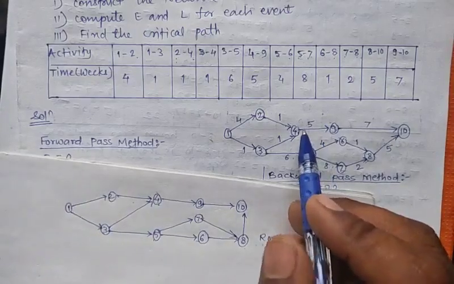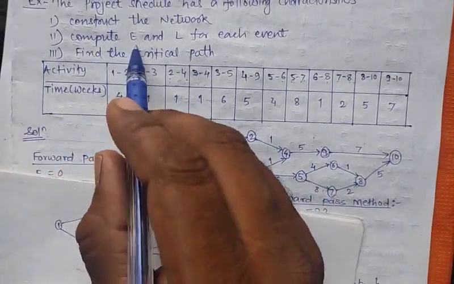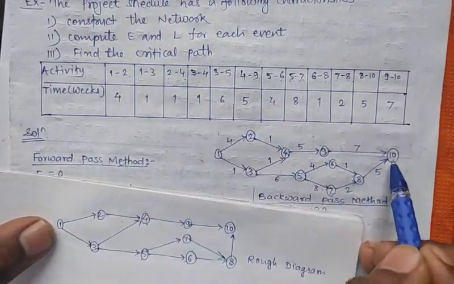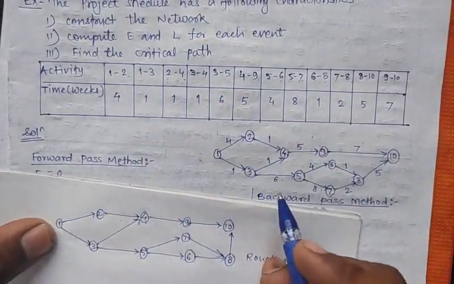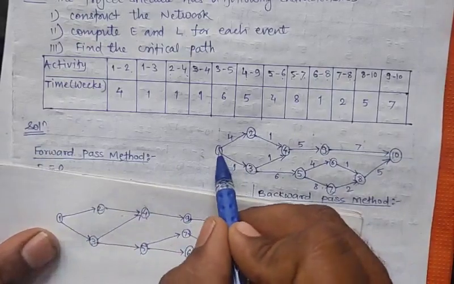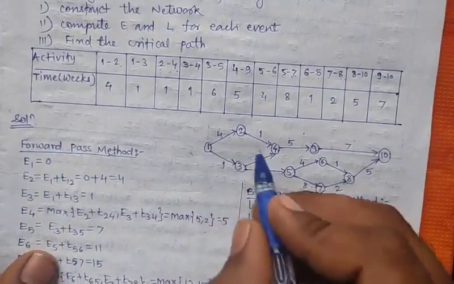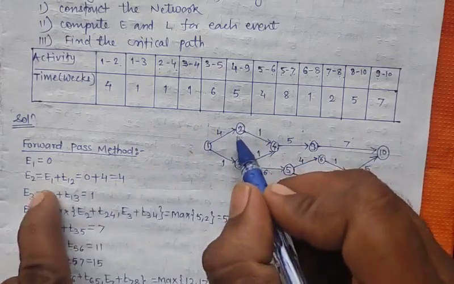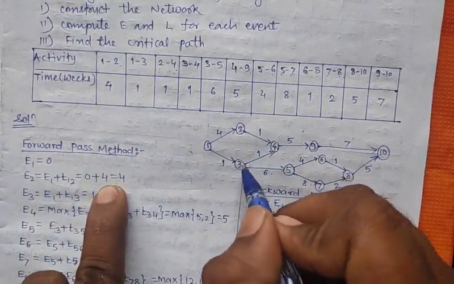Now we have to find its critical path. We also have to compute all the E values and L values, meaning we have to calculate E1, E2 up to E10 and also L1, L2 up to L10. So we start with the forward pass method. Initially take E1 equal to 0. To calculate E2, which has only one incoming arrow, we get E1 plus T12, so we get the value 4.